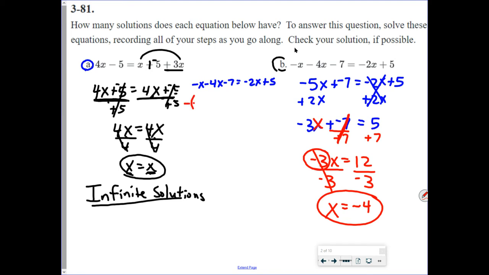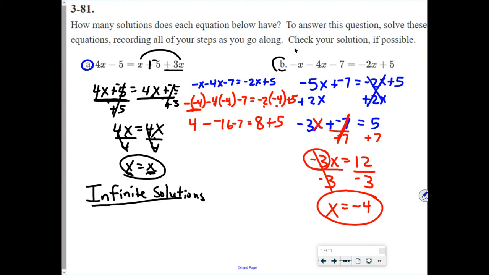So the opposite of -4, see that? Minus 4 times -4 minus 7 equals -2 times -4 plus 5. The opposite of -4 right here would be +4. Now, over here, I've got 4 times -4, so minus 4 times -4 is -16 minus 7. -2 times -4 is 8 plus 5.